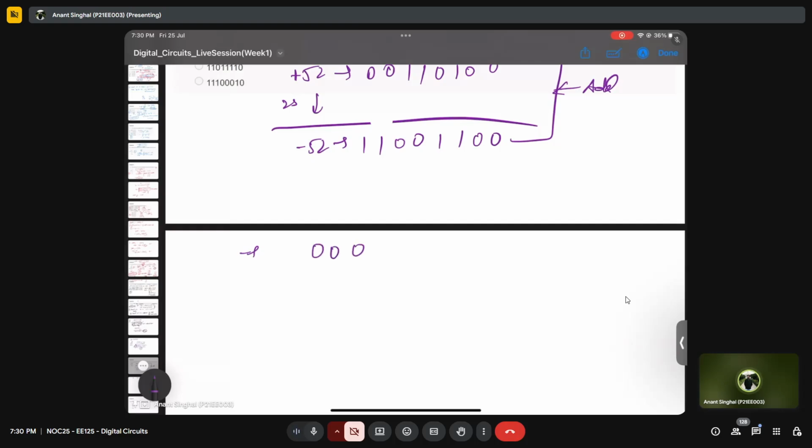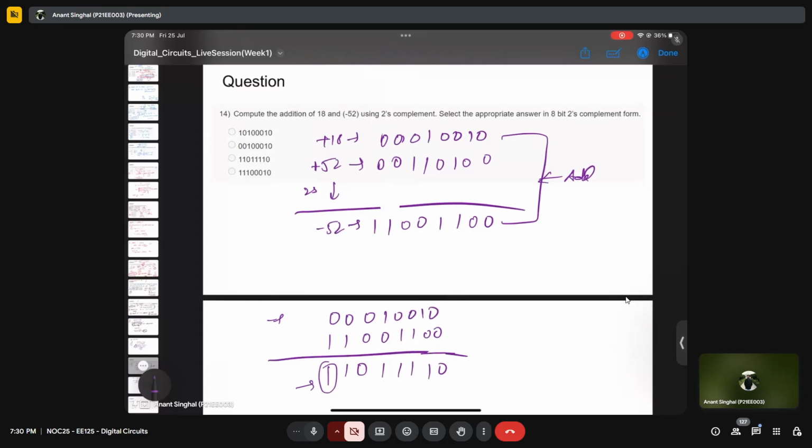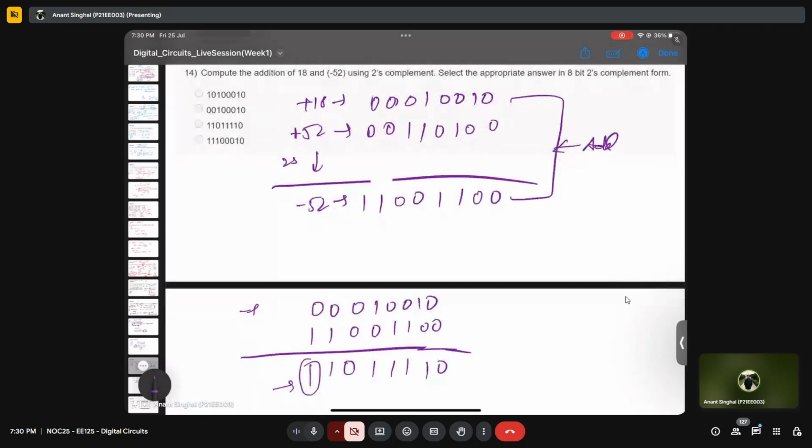So 0, 0, 0, 1, 0, 0, 1, 0 is 18. Then 1, 1, 0, 0, 1, 1, 0, 0 is minus 52 in 2's complement. So on adding, it is 0, 1, 1, 1, 1, 0, 1, 1. So 1 means it's a negative number. That means, so is this the answer? 1, 0, 1, 1, 1, 1. Yeah. So option C is the correct answer.